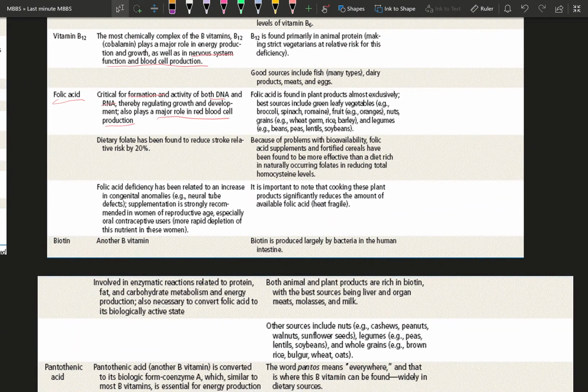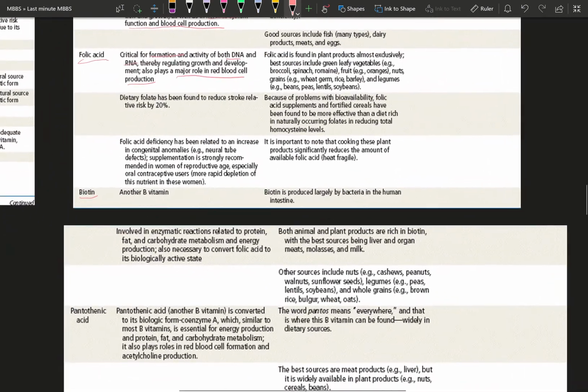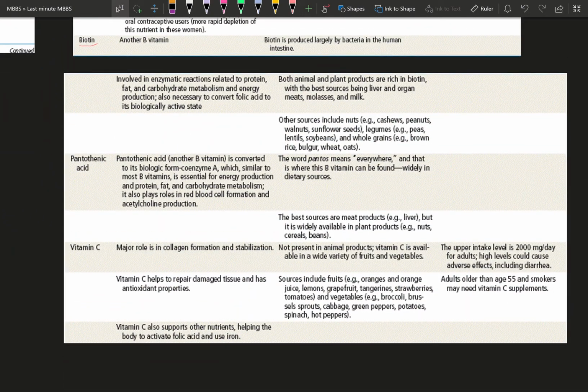And biotin is taken up by people who want to grow healthier, denser hair and beard and things like that. So that would be about biotin. Then moving on to pantothenic acid, it's also a B vitamin. It's essential for, again, energy production and protein, fat, and carbohydrate metabolism. Also plays a role in acetylcholine production, a lot of things.